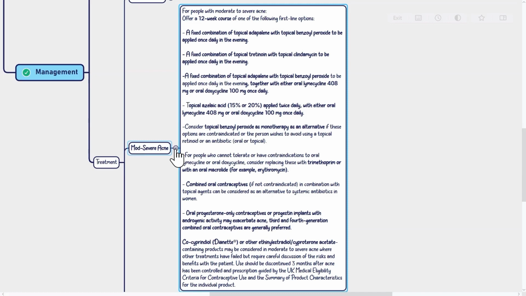Co-cyprindiol, Dianette, or other ethinylestradiol/cyproterone acetate-containing products may be considered in moderate to severe acne where other treatments have failed, but require careful discussion of the risks and benefits with the patient. Use should be discontinued 3 months after acne has been controlled, and prescription guided by the UK medical eligibility criteria for contraceptive use and the summary of product characteristics for the individual product.